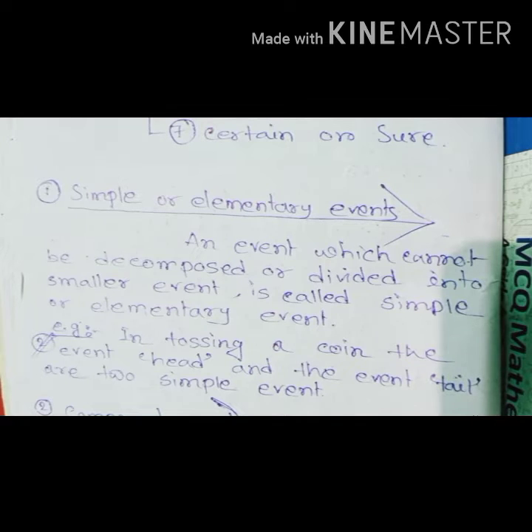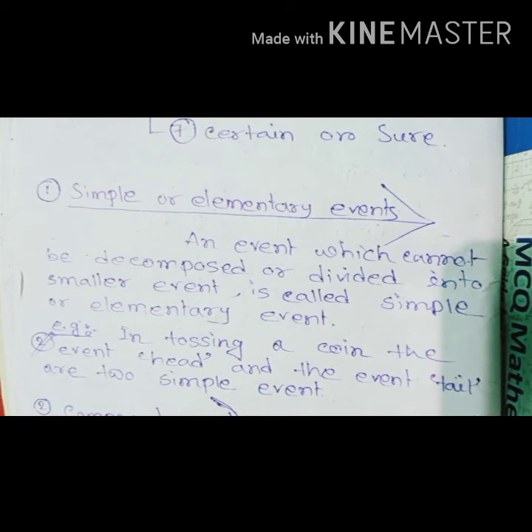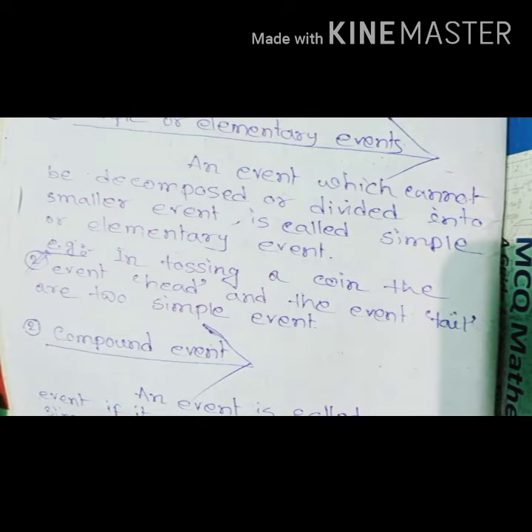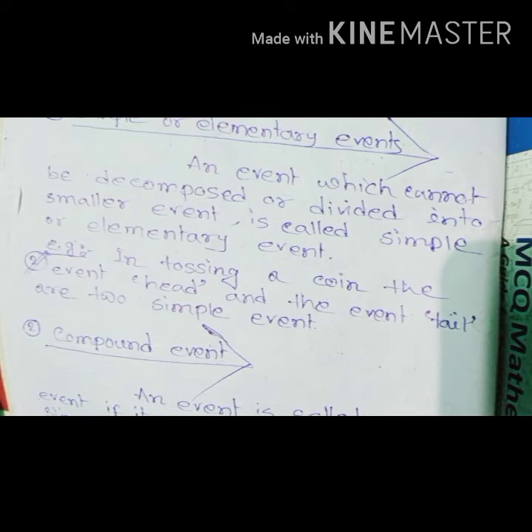Head and tail: you cannot divide this result head into some other parts. So this is simple or elementary. In case of throwing a die also, when you are getting 6, then 6 cannot be divided into parts. So 6, 5, 4, 3, 2, 1, all these are elementary or simple events. So in the example I have given, in tossing a coin, the event head and the event tail are also simple events.